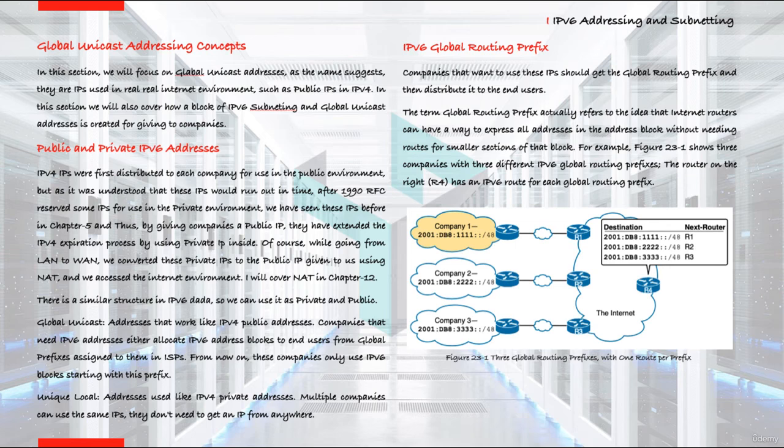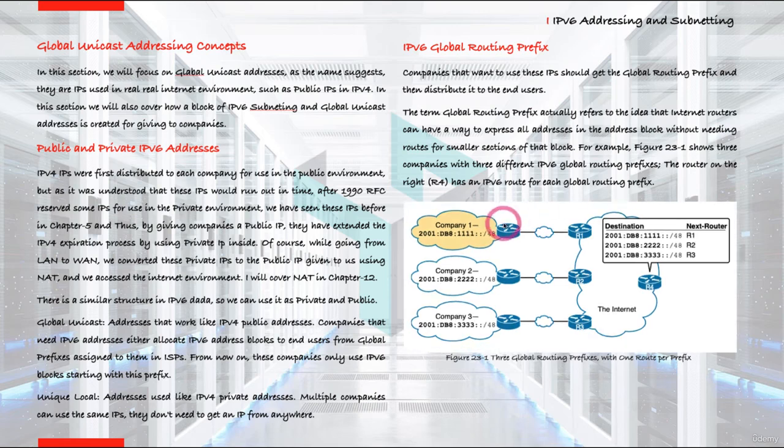Now let's talk about IP version 6 global routing prefix. Companies that want to use IP version 6 need to get a global routing prefix. Then they can distribute the global routing prefix to their users. The term global routing prefix actually refers to the idea that internet routers can have a way to express all the addresses in the address block for smaller parts of this block without the need for routes. The first company here uses prefix 2001:DB8:1111, the second company uses 2001:DB8:2222, and our third company uses prefix 2001:DB8:3333, all /48.